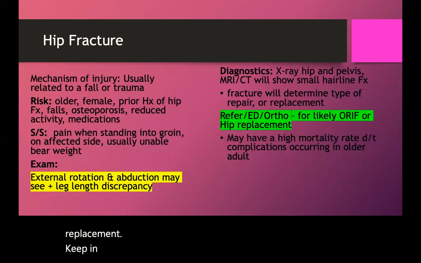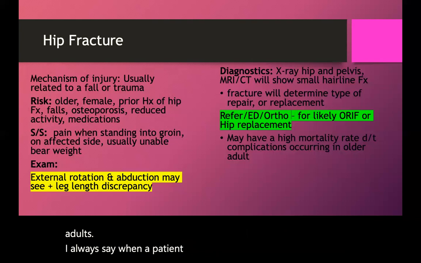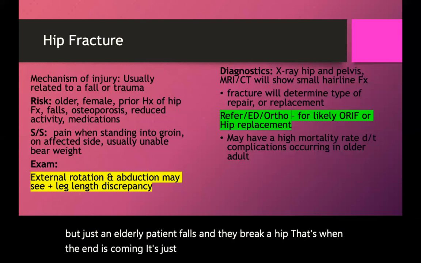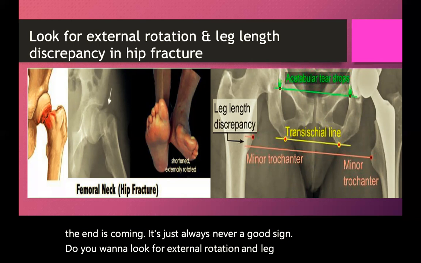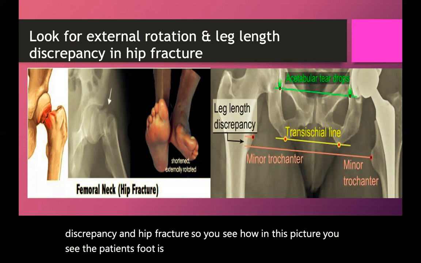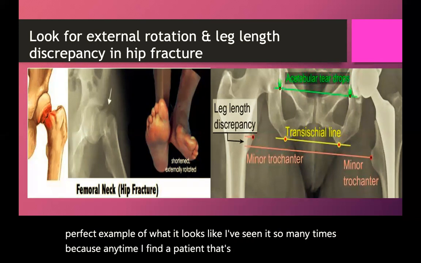Keep in mind our geriatric population, unfortunately, may have a high mortality rate due to the complications that occur in older adults. I always say when an elderly patient, especially women, falls and breaks a hip, that's when the end is coming. It's just never a good sign. You want to look for external rotation and leg length discrepancy in a hip fracture. So you see how in this picture, the patient's foot is shortened and externally rotated. That's a perfect example of what it looks like. I've seen it so many times because anytime I find a patient that's fallen, it's pretty consistent what you see.